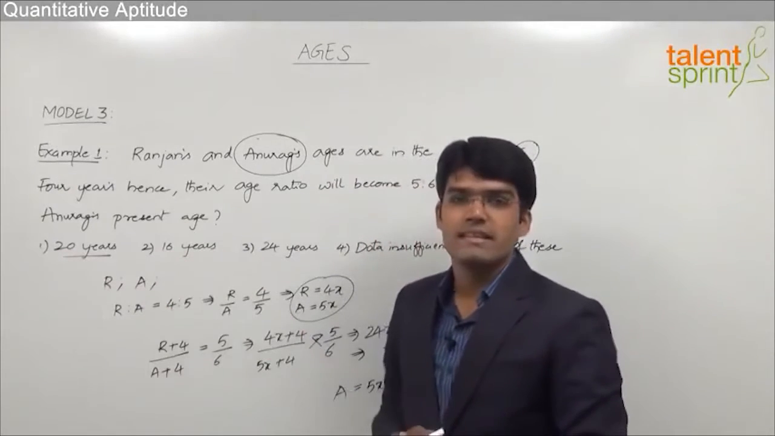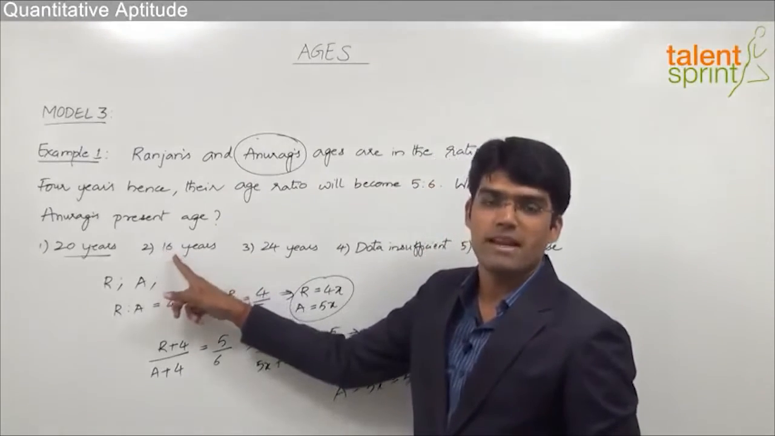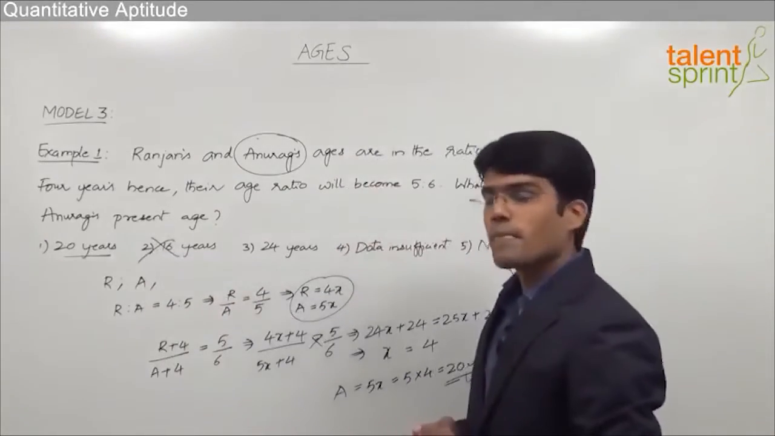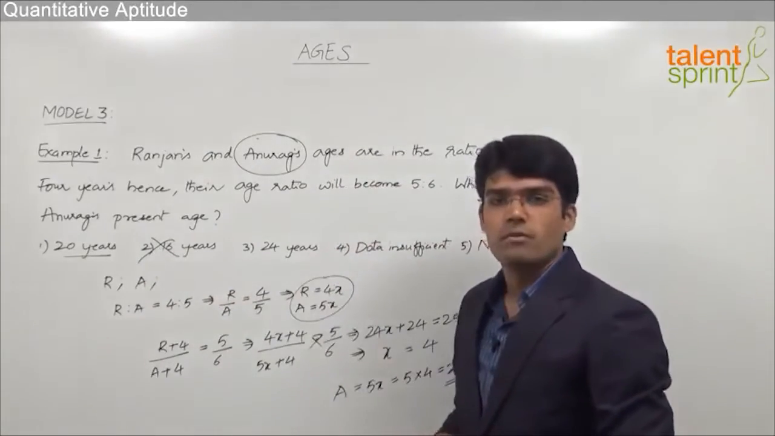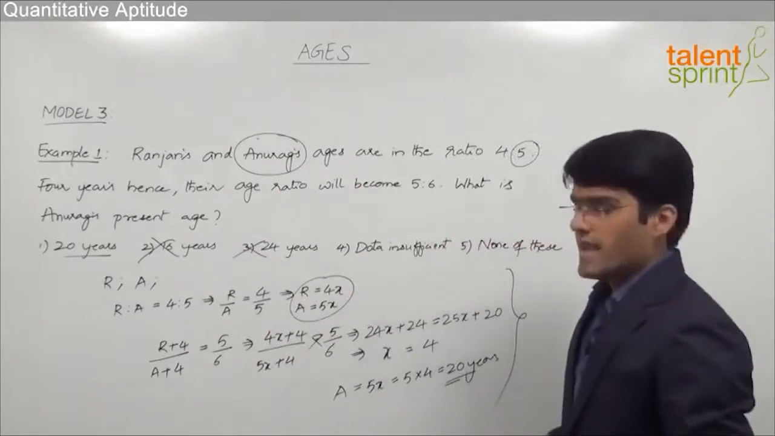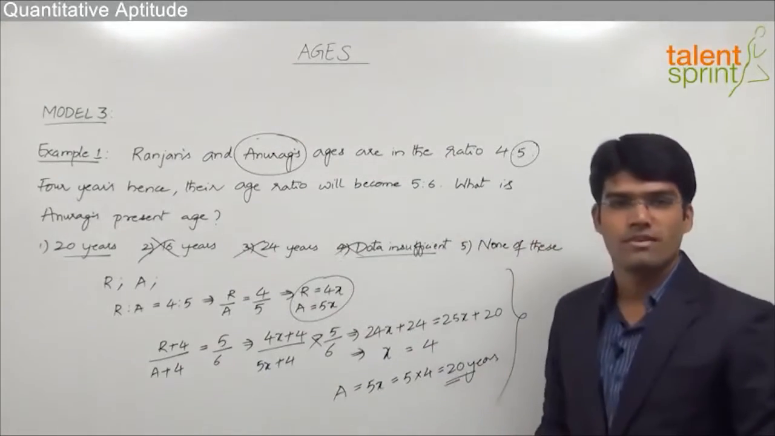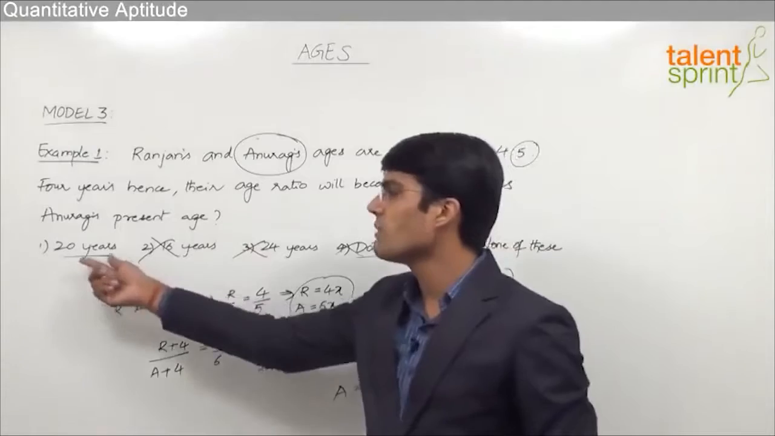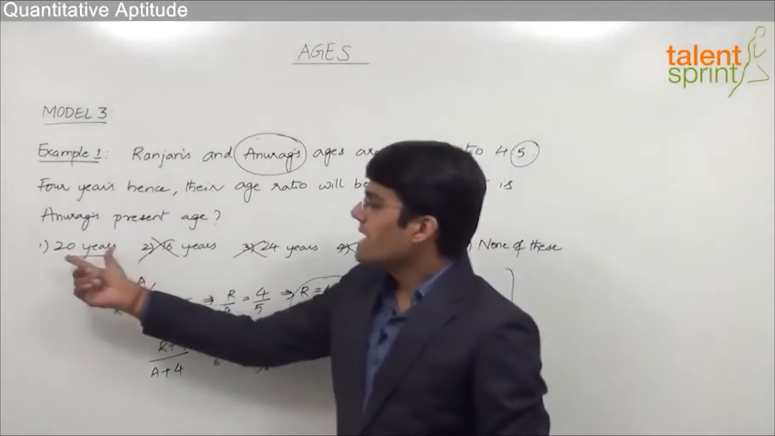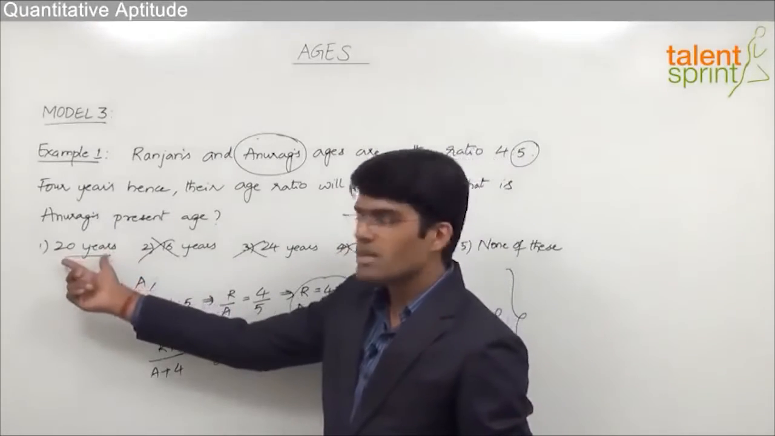Option 2 is 16 years. We know that Anurag's present age should be a multiple of 5 and 16 is not a multiple of 5. So this gets eliminated. Option 3 is 24, which again is not a multiple of 5. So even this option gets eliminated. And we know that data is sufficient to answer the question. So even option 4 is wrong. So the only possible answers are either option 1 or option 5, none of these. Now, we know that Anurag's present age here can be 20 years. So let us assume that option number 1 is correct.